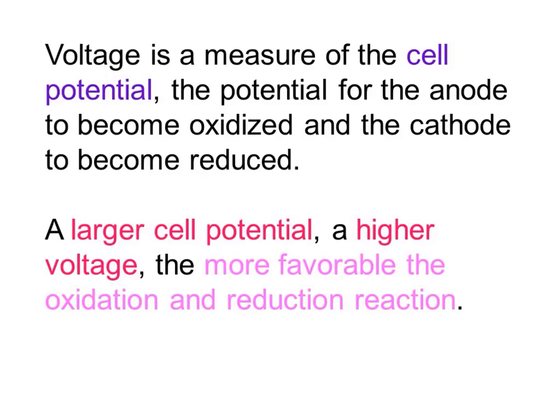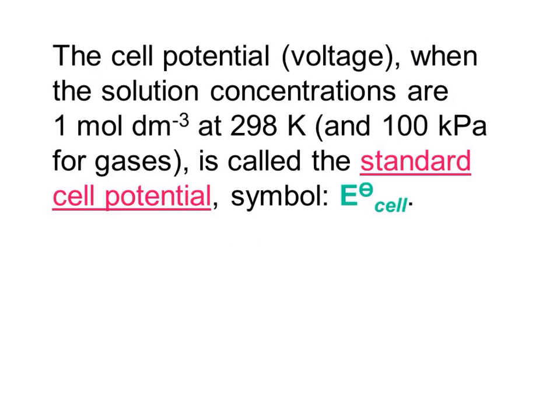Voltage is a measure of the cell potential, the potential for the anode to become oxidized and the cathode to become reduced. A larger cell potential means a higher voltage, and the more favorable the oxidation and reduction reaction taking place in the voltaic cell. The cell potential at standard conditions, which are solution concentrations of 1 mole per decimeter cubed at 298 Kelvin and 100 kilopascals for gases, is called the standard cell potential. The symbol next to the E cell here simply means that we're at standard conditions.